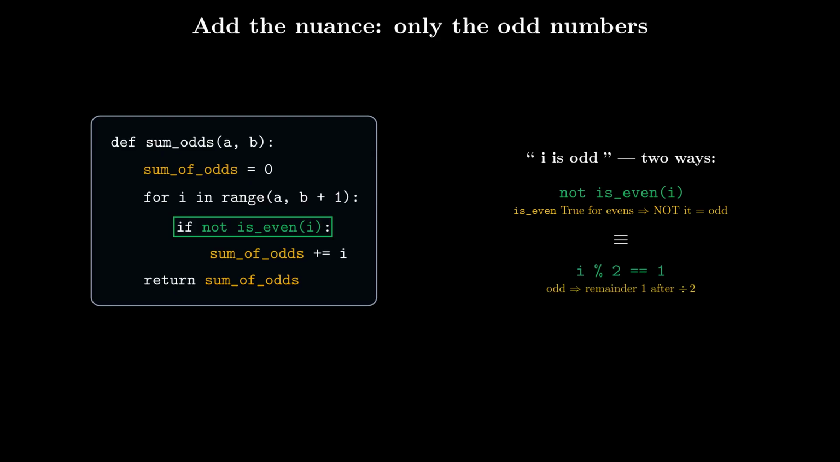The other checks the remainder directly. If I mod 2 is equal to 1, since an odd number leaves a remainder of 1 after dividing by 2. Either guard goes just inside the loop, wrapping the line that adds to the total. Test against both paper answers.